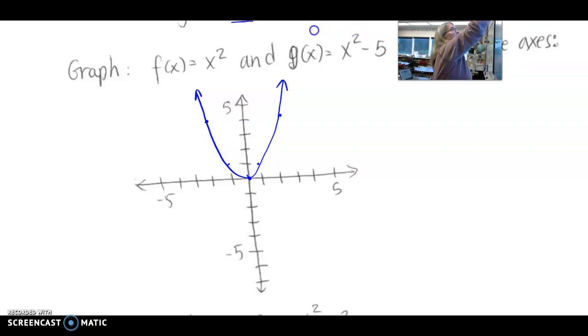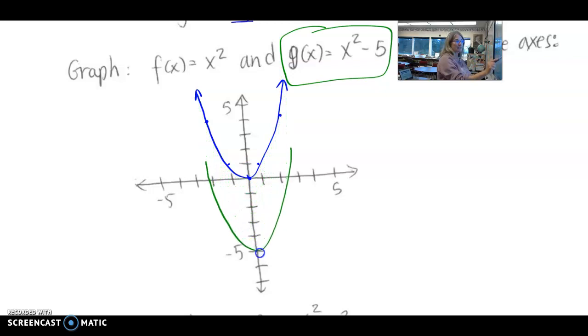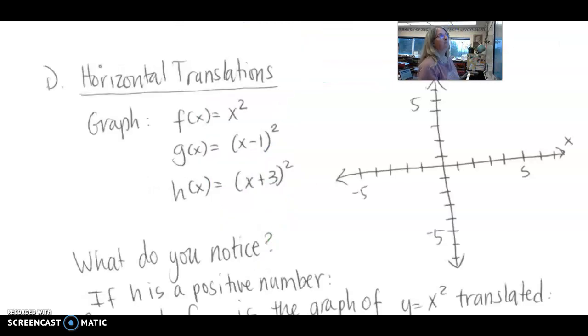Now, how does that compare to this other function, g of x, which is x squared minus 5? So it's going to shift the whole graph down 5 units. If I wanted to, you probably can't do this because you don't have a smartboard, but it's going to be this exact same shaped graph, but every point is going to move down 5 units. So the vertex, instead of being at 0, 0, will be down here at 0, -5. Okay, so we will talk about horizontal translations in the next video.